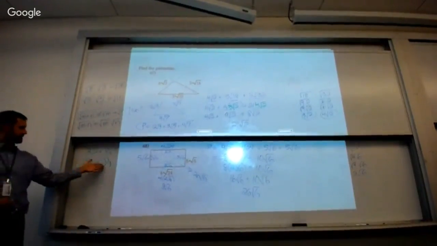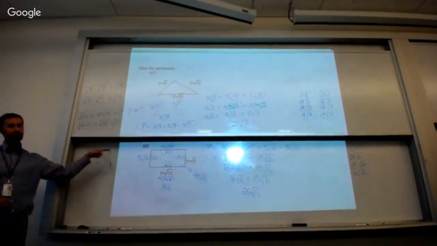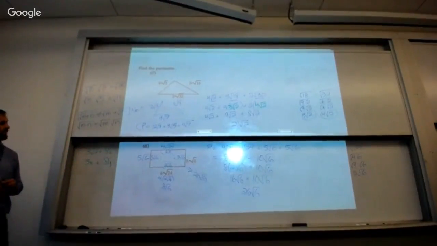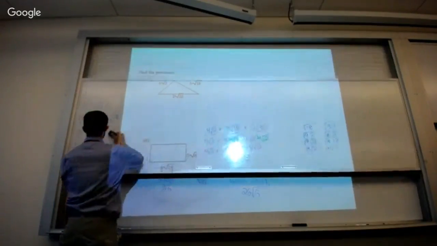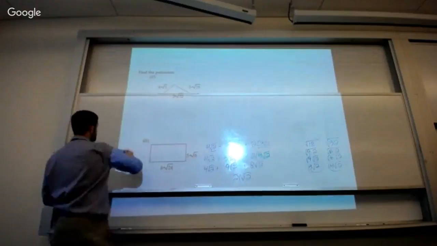You can't combine like terms if it's x and y. You can't combine like terms if it's root 2 and root 3. They're different terms. So that's okay if they don't add together, but you have to try by simplifying the root. And that's why simplifying the root is an important skill.